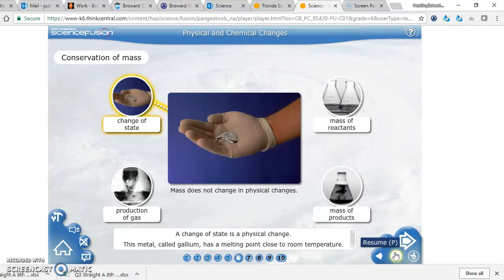This metal, called gallium, has a melting point close to room temperature. When substances melt or evaporate, they may appear to lose mass, but if you measure the mass after the change of state, you'll find that the mass is really still the same.